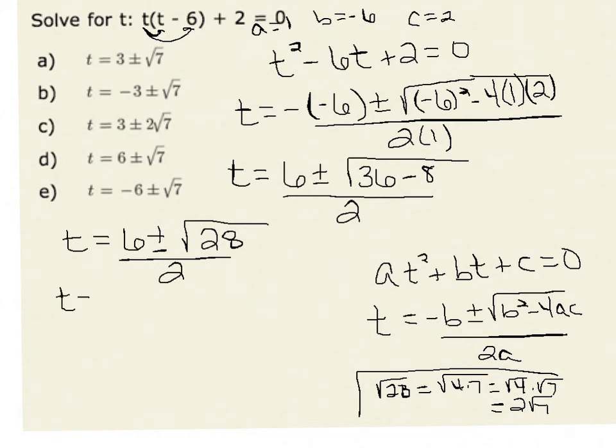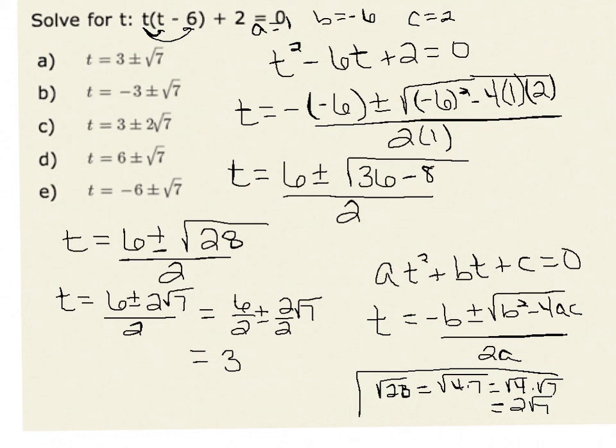So I have t is equal to 6 plus or minus 2 times the square root of 7, all over 2. This is the same as 6 divided by 2 plus or minus 2 divided by 2 times the square root of 7. 6 divided by 2 is 3, and 2 divided by 2 is 1. Therefore, I have t is equal to 3 plus or minus 1 times the square root of 7, or 3 plus or minus the square root of 7.